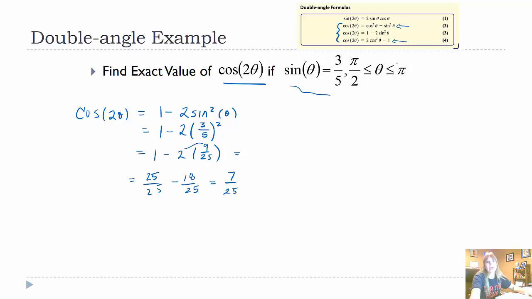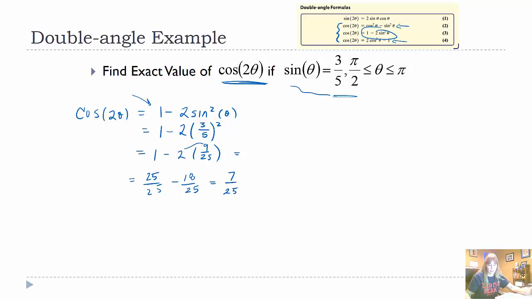So that's how you decide on which one of these to use: it's dependent on what you're given and what you know. And we should mention here that we don't have to worry about, you might say, why didn't you worry about the sign of cosine in this quadrant? Well, we didn't have to worry about it because we never even used the cosine in the formula.